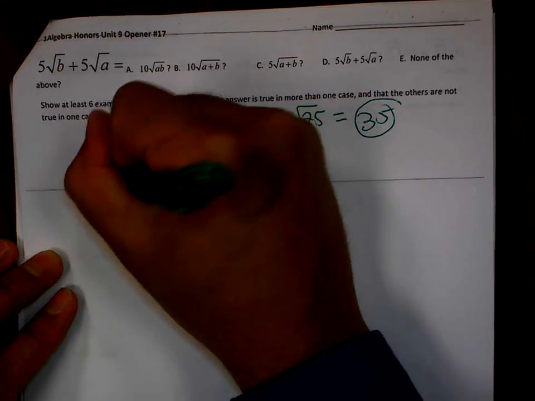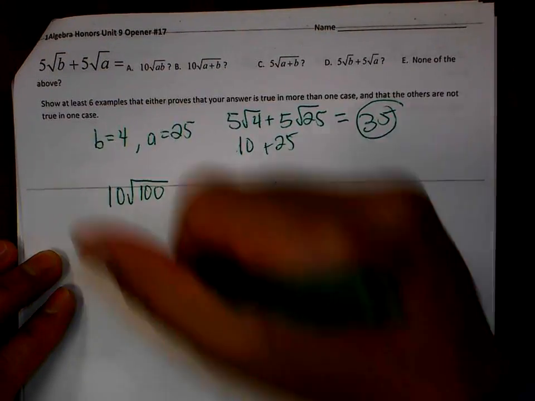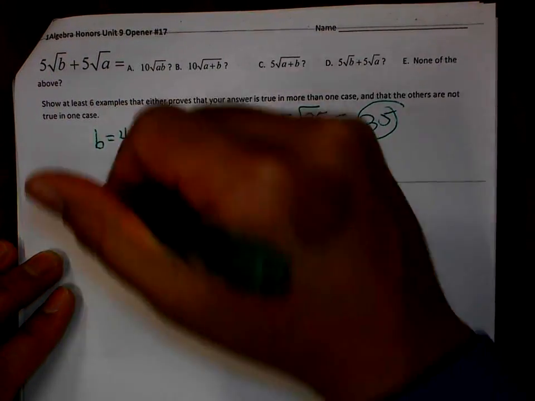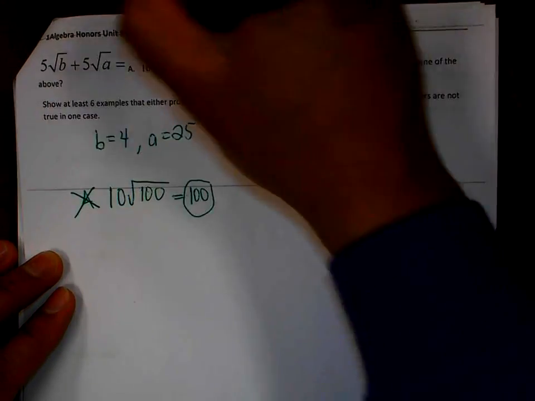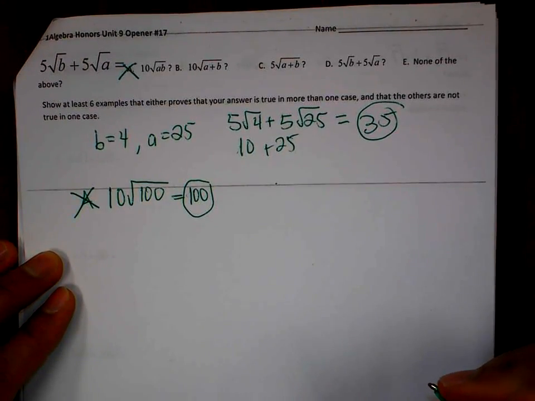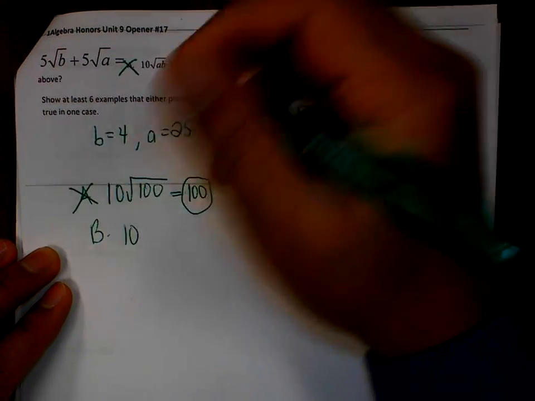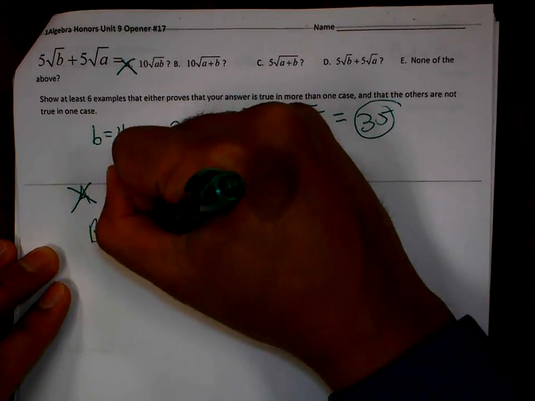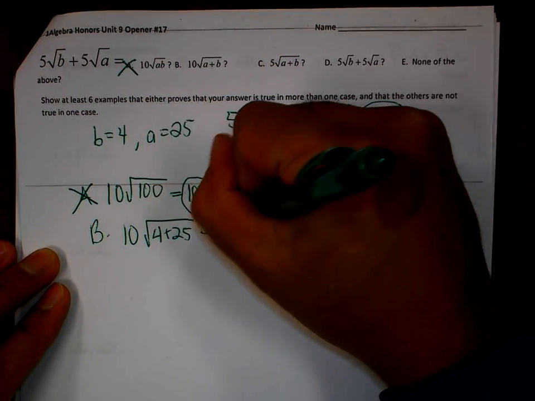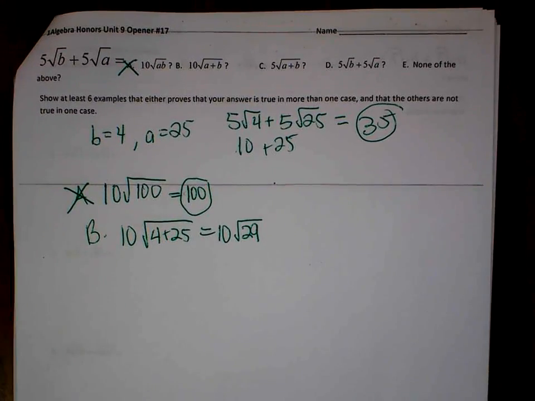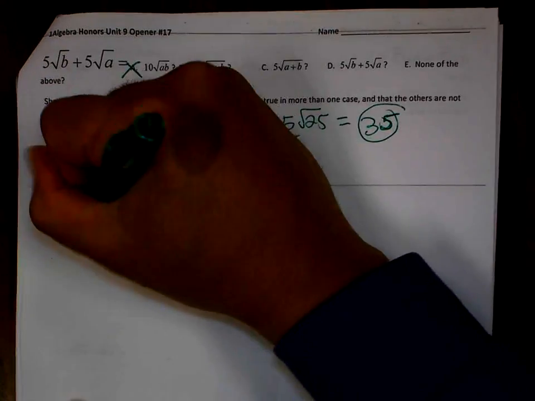Is 10 times the square root of A times B, 100, is that the same as 35? Well, the square root of 100 is 10, times 10 is 100. So we know that choice A does not work. What about choice B? 10 times the square root of 4 plus 25, is that the same as 35? Well, no, it's 10 root 29, and we know the square root of 29 is not a perfect square, which means it can't give us an integer solution. So it's definitely not B.